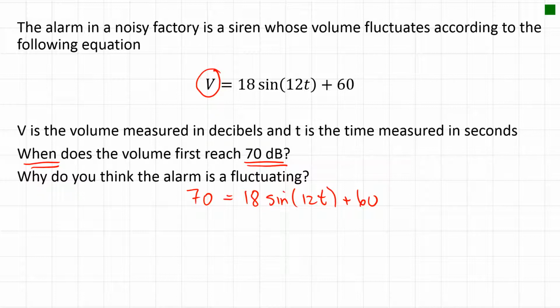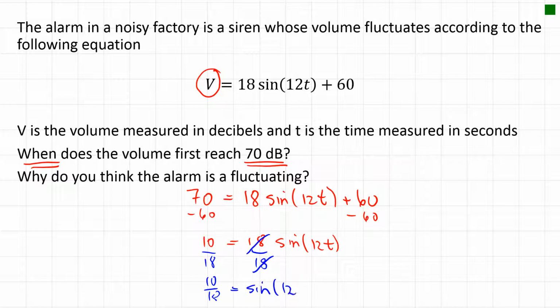So the first step is to subtract 60 from both sides. If I subtract 60, I end up with 10 equals 18 sine of 12t. Next step is I need to get rid of that 18, so I'm going to divide both sides by 18, and that leaves me with 10 over 18 equals the sine of 12t.